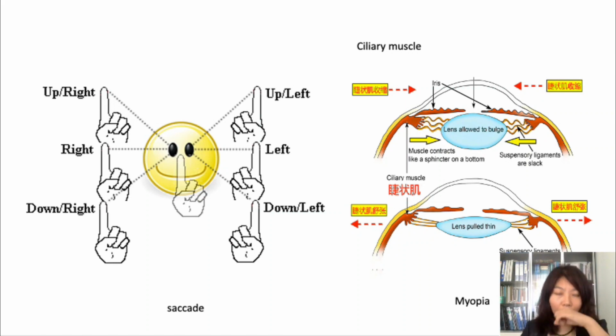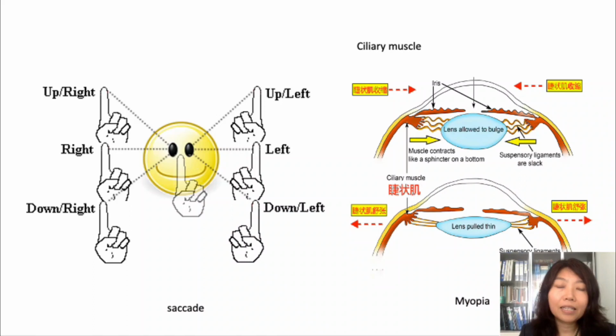And then for the adaptation, especially children and young people, they have myopia. So we should not think myopia is a bad thing. It is because of the adaptation, although we don't want the myopia.